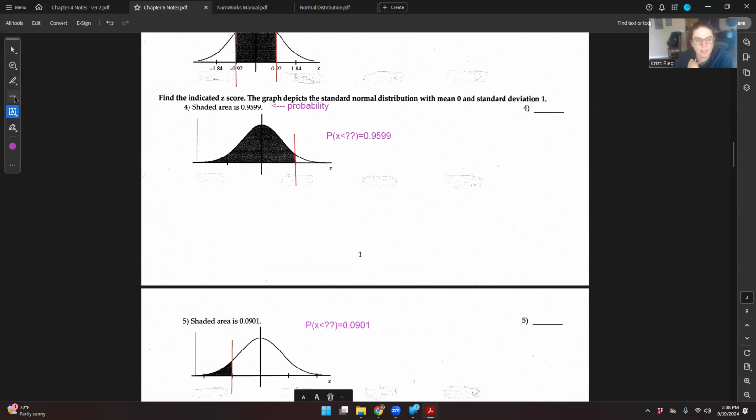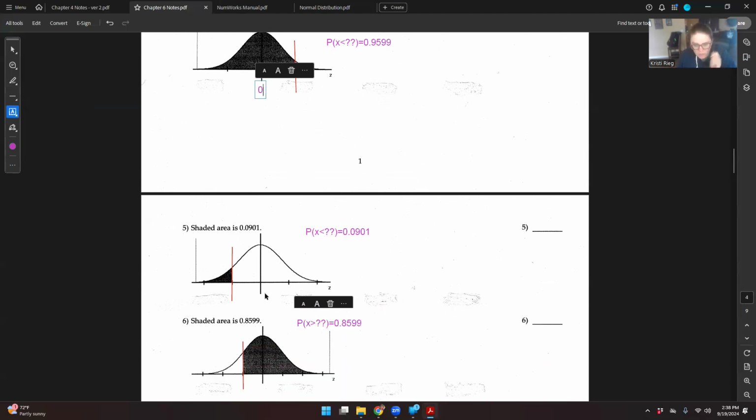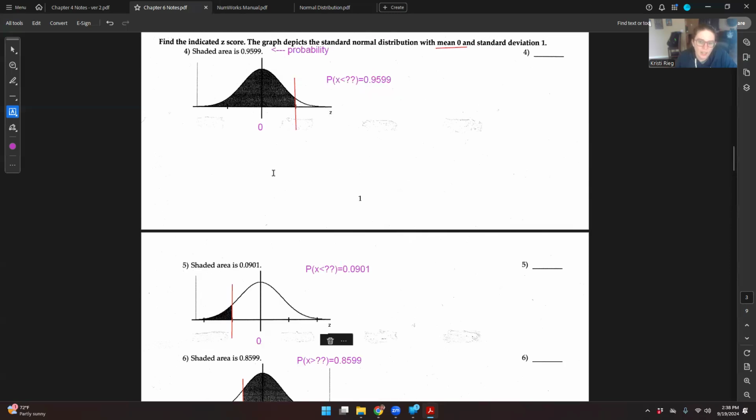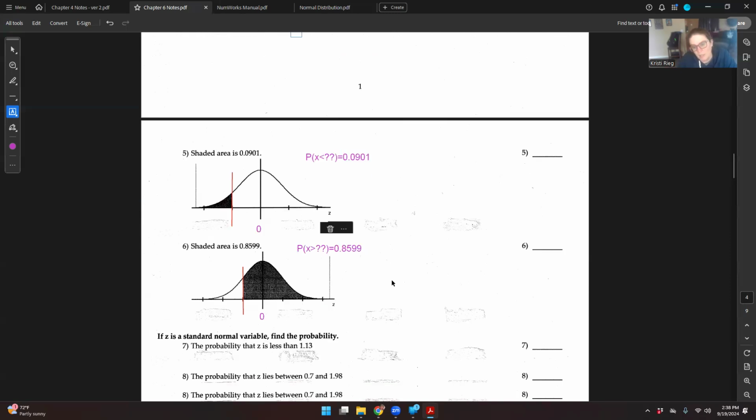Okay, before we go to the calculator, I want to estimate some of these answers. So it tells us in the instructions that the mean is 0. That means the middle of our normal distribution, the mean's always in the middle. The middle on all of these is 0. So automatically, I know that whatever this answer is, it's positive because it's to the right of 0. And both of these, even though one is less than and one is greater than, notice the red line is to the left of 0. So those are going to give me negative answers. What are the answers? Let's find out.